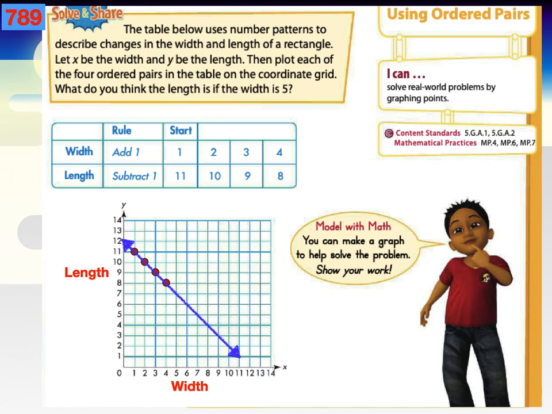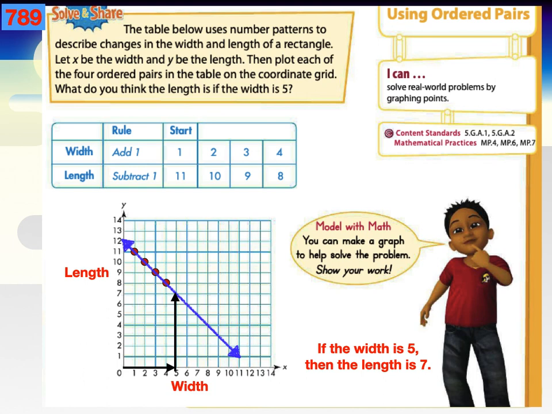Now the question is, what do you think is the length if the width is 5? So from the origin, move 5 units to the right. And then move to the line and check on which point it matches our y-axis. So as you can see, it is on point 7. So therefore, if the width is 5, then the length is 7.